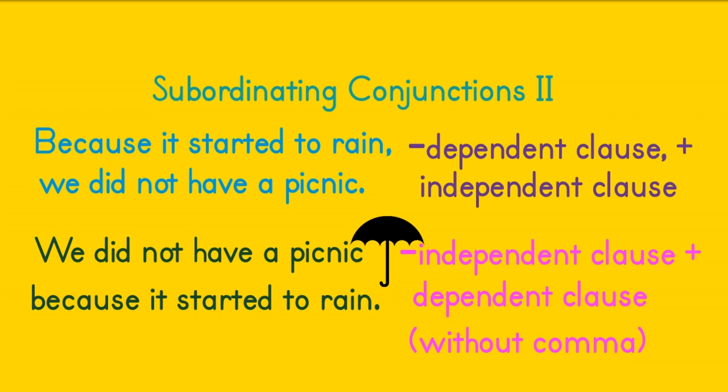In the sentence, we did not have a picnic because it started to rain. Because is a suitable subordinate conjunction here as it establishes a relationship between the cause, because it started to rain, and the effect, we did not have a picnic.